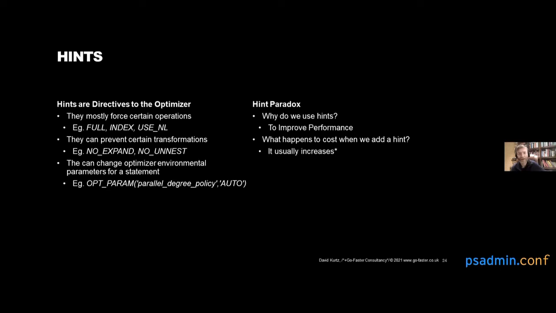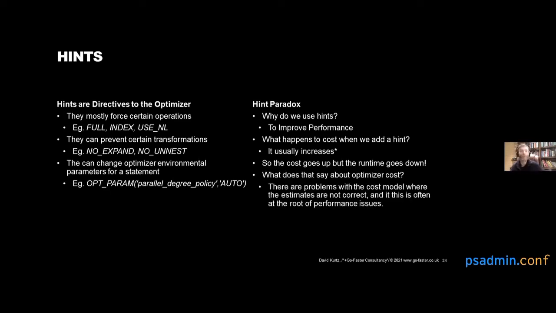There is another paradox, the hint paradox. Why do we use hints? Well, we want things to go faster. What happens to the optimizer cost when we add a hint? It usually increases, unless I'm using the hint to reset a default parameter setting. Because without the hint, the optimizer chose the cheapest plan, and if I've changed the plan with a hint, it's necessarily going to be a more expensive plan. So hang on, that meant the cost went up, but the runtime went down, which tells you something about the mathematical model that the optimizer is.